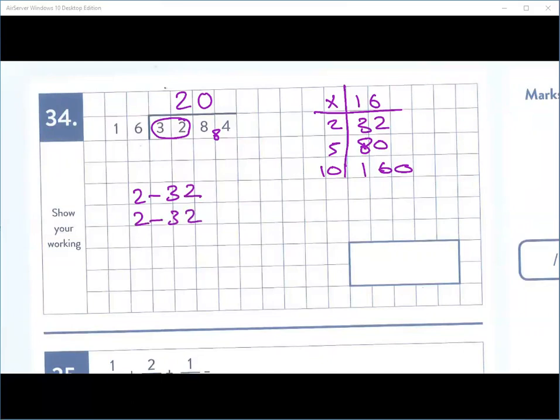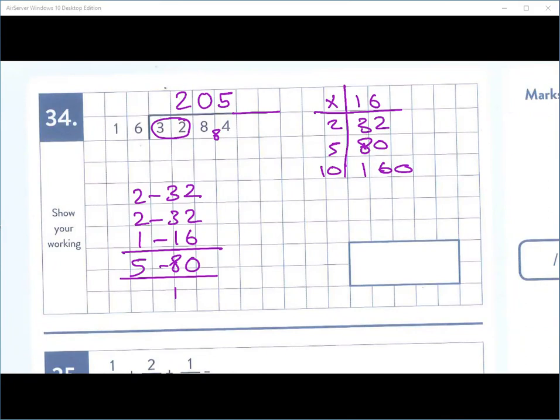So 2 lots is 32, another 2 lots is 32, that gives you 64. Okay, so that gives you another one more. So that would be 80. So the closest we can get to 84 is what? 5 lots. And now we need to extend the question, don't we?